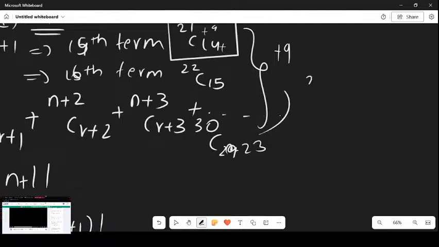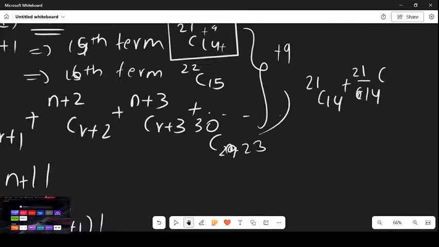So 21C14 plus 21C14, actually not bad. We can solve like that also. Let's see how it was solved. The coefficient of x... Acha, they were asking for x to the power something else. I made a mistake. Okay.